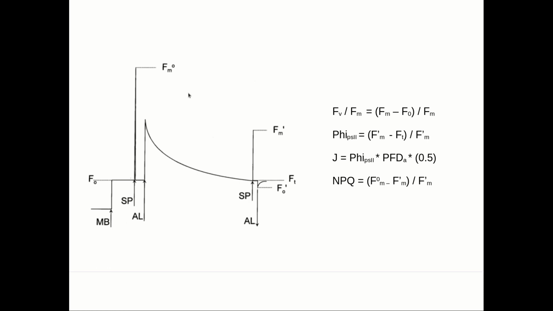And so you can see that, in the dark adapted leaf, when you give it a saturating pulse, you get a big spike in fluorescence. And when you give it the same saturating pulse after the leaf has been exposed to the light, you get a smaller spike in fluorescence, and the difference is proportional to the amount of light energy that's getting dissipated through this process of non-photochemical quenching.